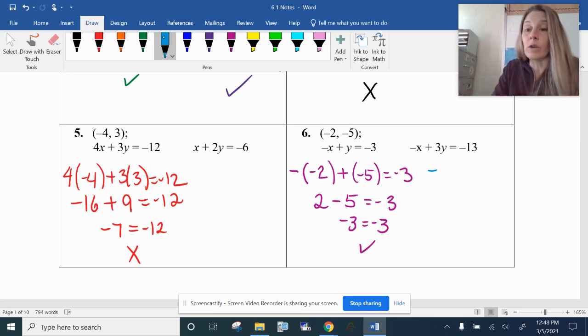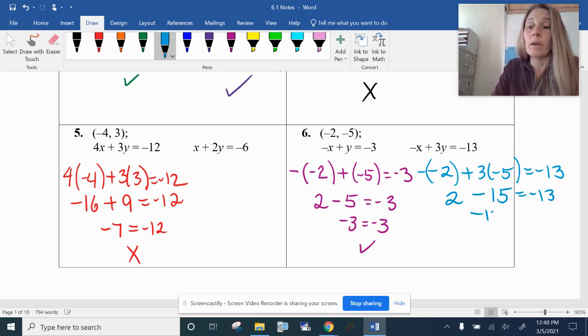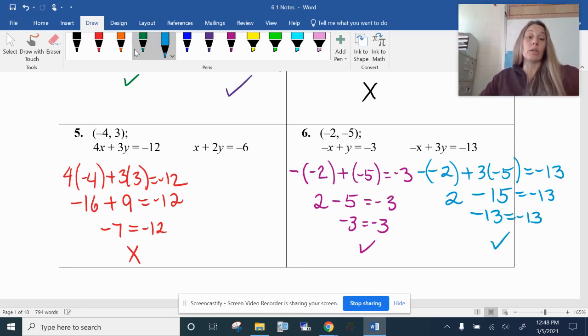So checking the second equation, then we have a negative 2 again, plus 3 times negative 5. So this is going to become positive 2 minus 15, which does equal negative 13. So this one is a solution to the system.